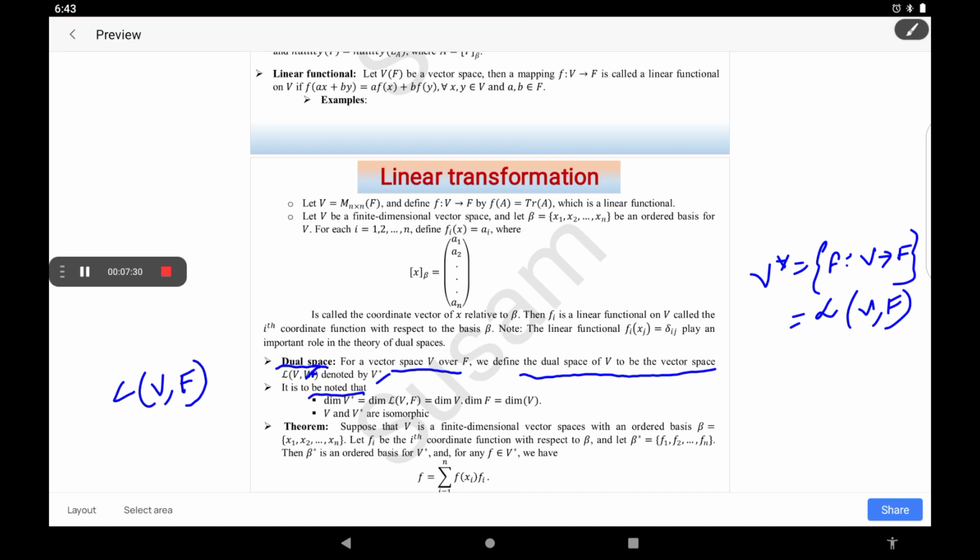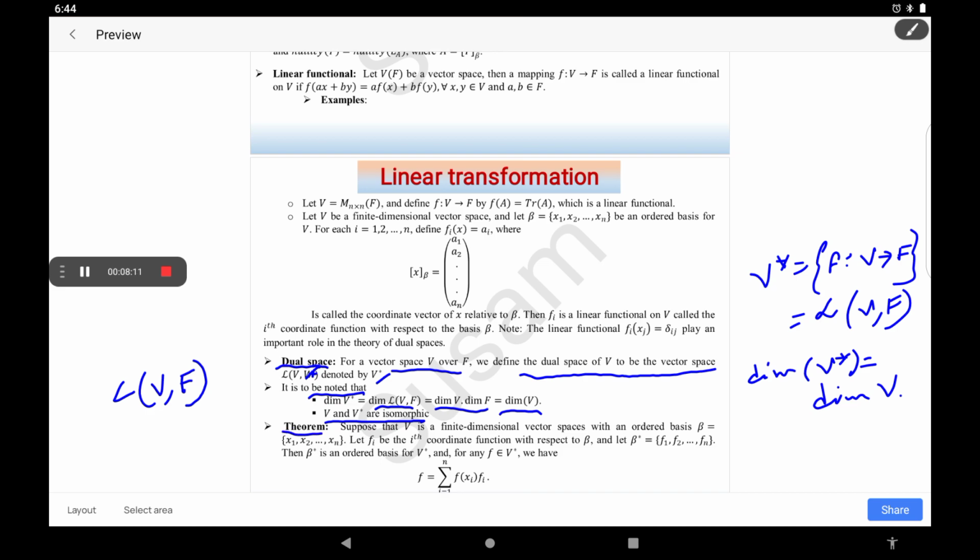Note, dimension of V star is dimension of L(V, F), which you know is dimension of V times dimension of F. Now F is a field, so its dimension is always 1, so this equals dimension of V. So dimension of V star equals dimension of V. V and V star are isomorphic. This is the reason why I told you about isomorphism. So any linear transformation T from V to V star is invertible.